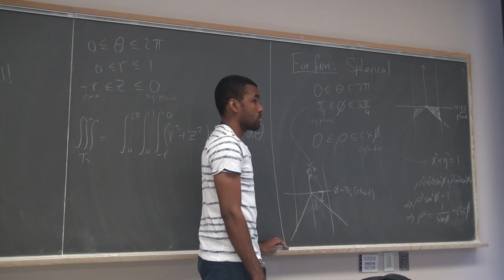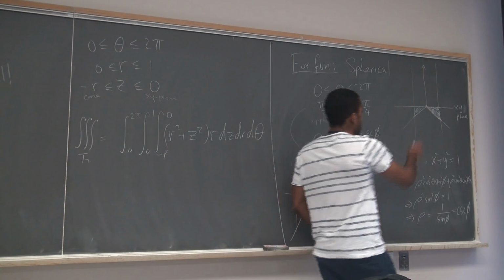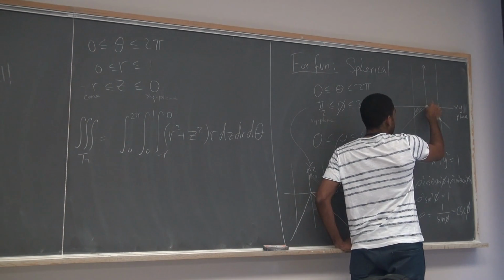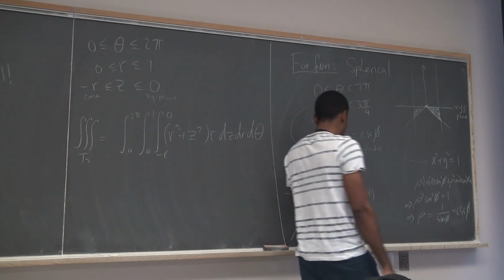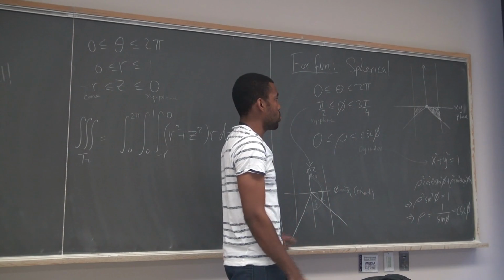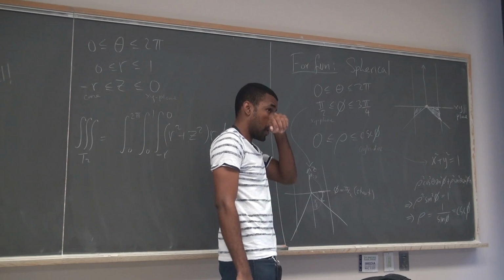Shouldn't rho start at 1? No, rho has to encapsulate all the shaded regions, so there is a point that's right beside it. I thought it was just the outer edge, the outer part. No, rho is a range. It has to encapsulate all the shaded region.